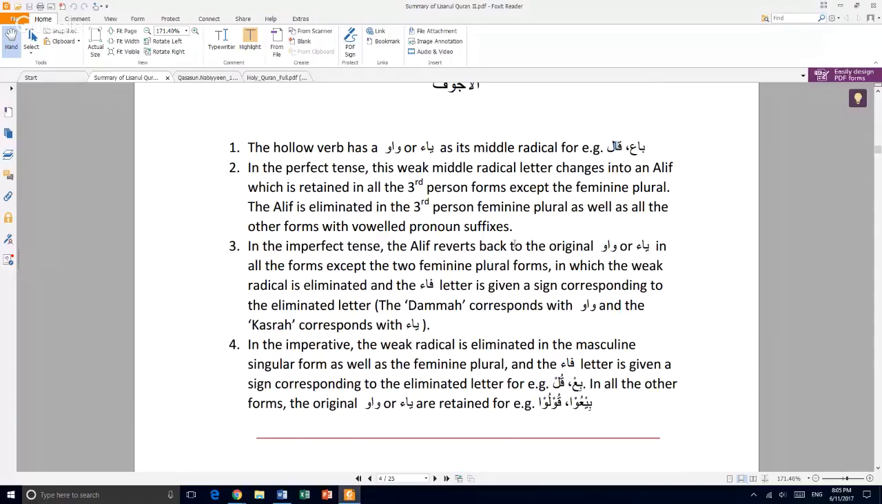For Ajwaf Yayi: yabi'u, yabi'ani, yabi'una, tabi'u, tabi'ani, and then yabi'na for jama muannas ghaib. Then it comes back: tabi'u, tabi'ani, tabi'una, tabi'ina, tabi'ani. And jama muannas hazir, tabi'na. And then the ya comes back: abi'u, nabi'u. Understand? Clear? Good.